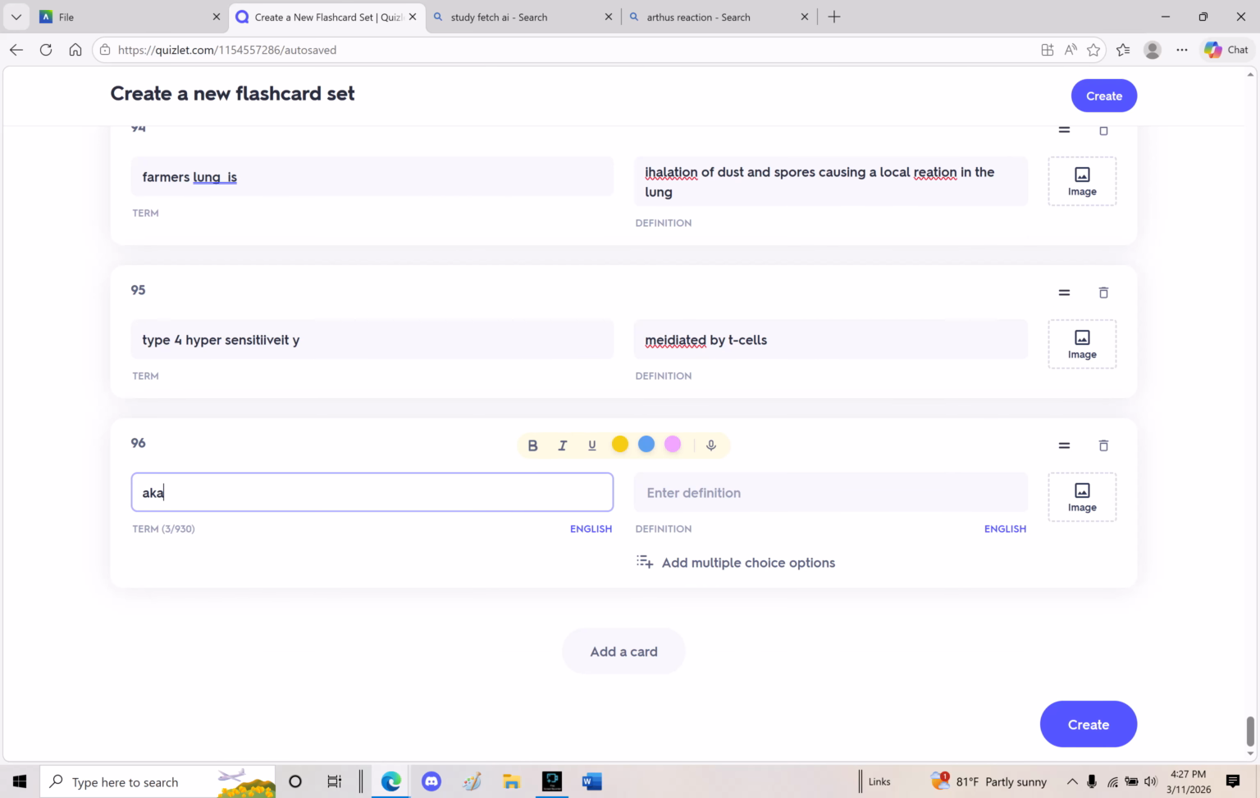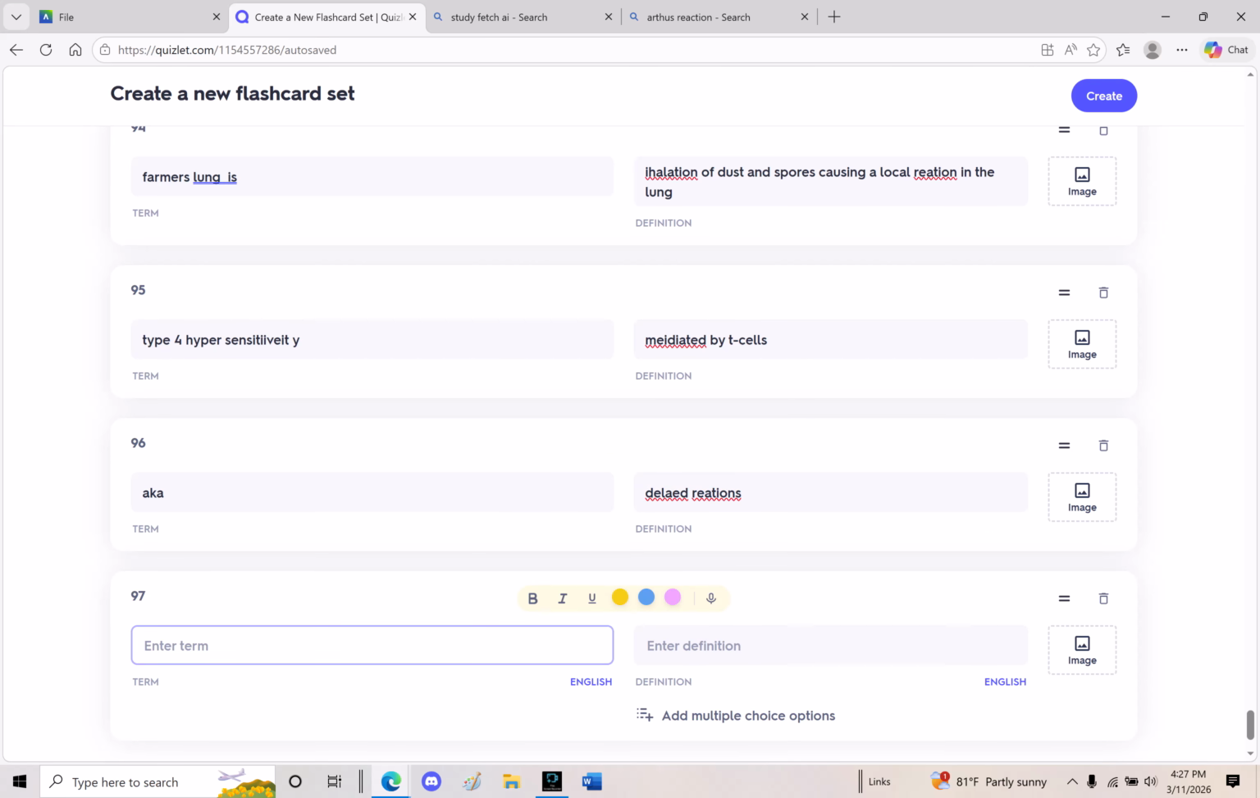What's your reading for this? What do you mean? Because I have it as type 1 is allergic reaction, type 2 is antibody mediated, type 3 is antigen antibody combined, and then type 4. He calls it cell mediated, but it's going to be T cell mediated.